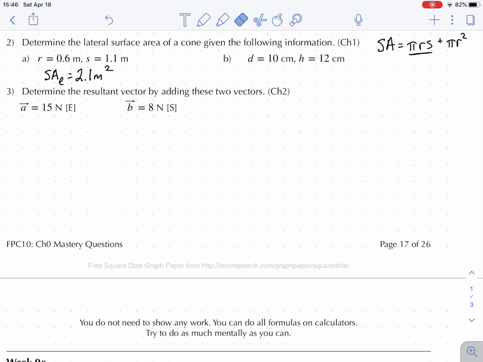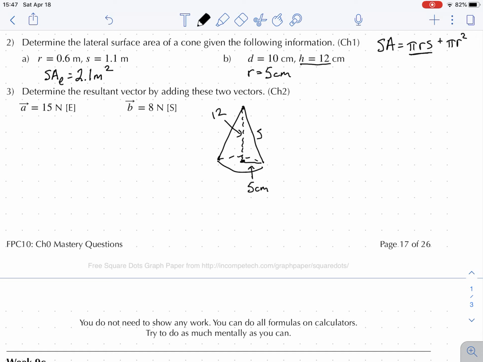All right, let's look at the second cone. That doesn't look like we have either the radius or the slant height. We have the diameter and the height. Well, getting the radius is easy. The radius is equal to 5 centimeters. And h stands for our perpendicular height. So I'm going to draw out a quick cone just to take a look. We've got our perpendicular height here is 12. And our radius here is 5. We're trying to figure out our slant height.